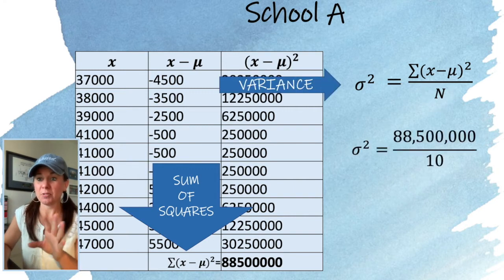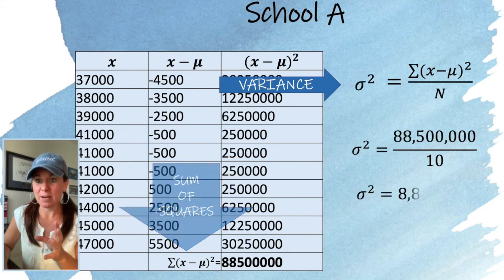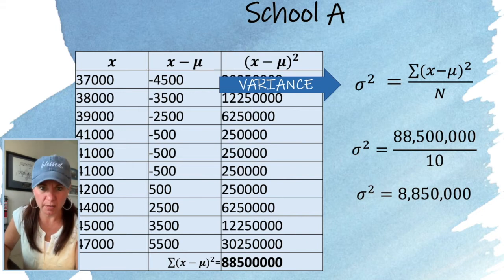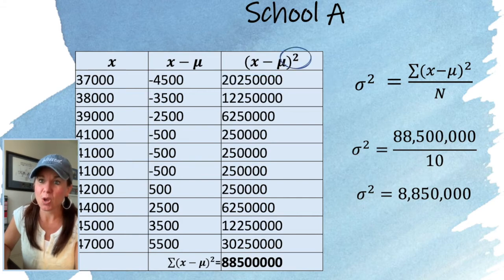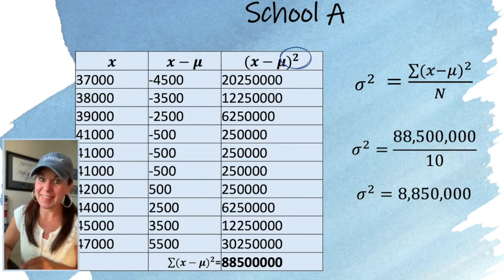Now, so we got 88,500,000 divided by 10, and then we get the variance is $8,850,000. That's a huge number. That can't be like the average from the mean. Because remember, here's the thing. We had to square all those numbers to get rid of the negatives. So now we have to go undo that square.